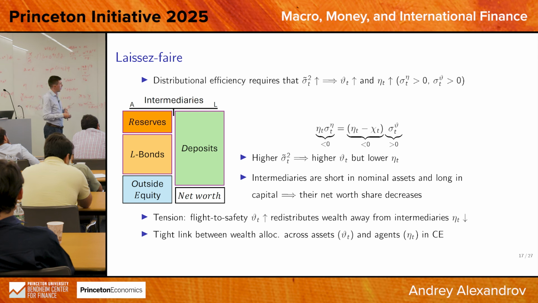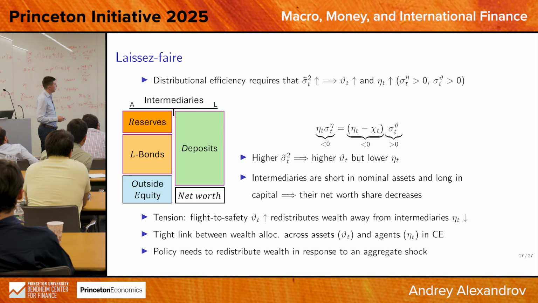Under the planner, both var theta and eta go up. They move in the same direction. In competitive equilibrium, again absent policy, they will be moving in opposite directions. You could engineer a reverse flight to safety, so flight to risk, and you could push the eta up, but that would come at the cost of making var theta go down, which again would not be optimal. And the job of the policy is essentially to break this tight link between the distribution of wealth across assets and across agents, and to redistribute wealth towards intermediaries, while preserving the flight to safety as well. So I think that was the first one.